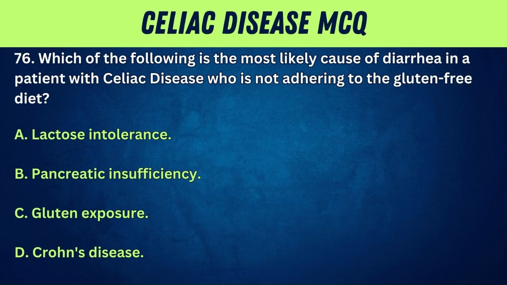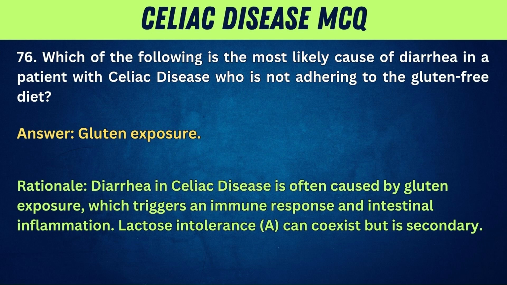76. Which of the following is the most likely cause of diarrhea in a patient with celiac disease who is not adhering to the gluten-free diet? A. Lactose intolerance. B. Pancreatic insufficiency. C. Gluten exposure. D. Crohn's disease. Answer: gluten exposure. Rationale: diarrhea in celiac disease is often caused by gluten exposure, which triggers an immune response and intestinal inflammation. Lactose intolerance, A, can coexist, but is secondary.